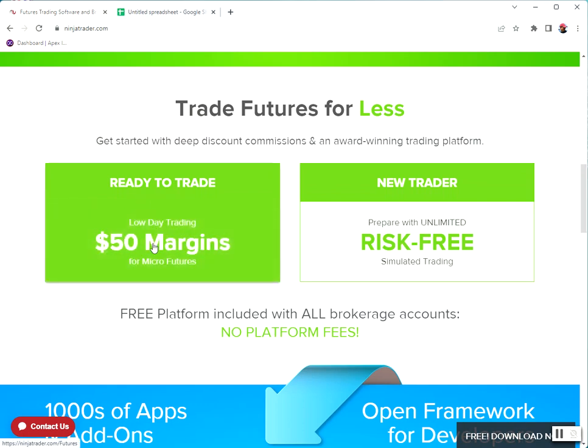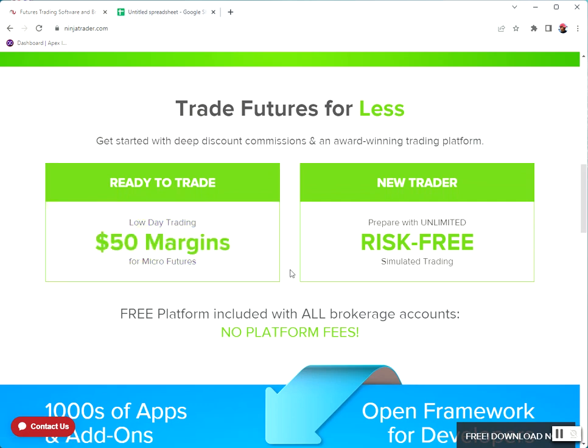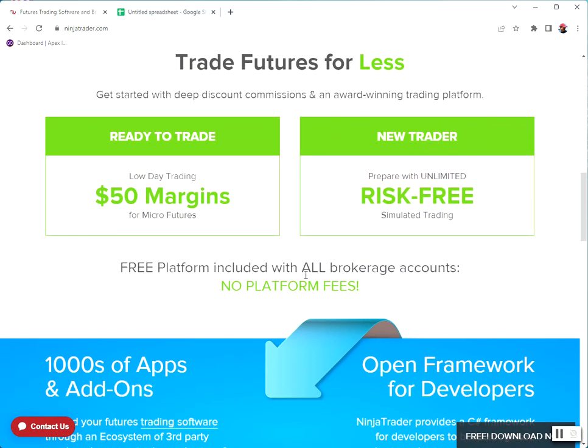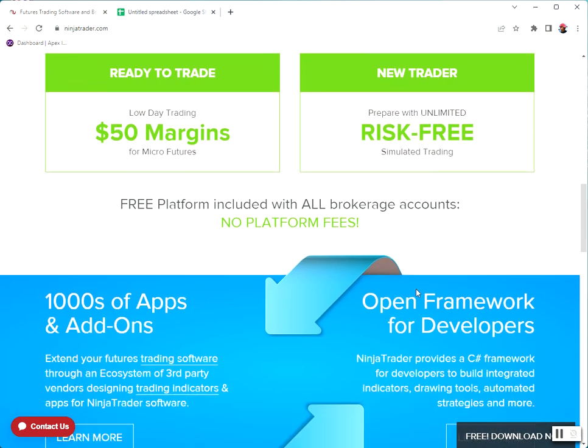And you look at the ready to trade, the low day trading margin, $50 margins for micro futures. We're not trading micro futures. We're trading E-mini futures. Platform includes all brokerage accounts. You can connect your brokerage account to this platform.